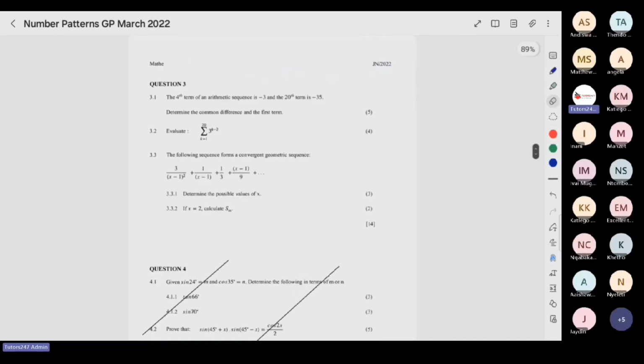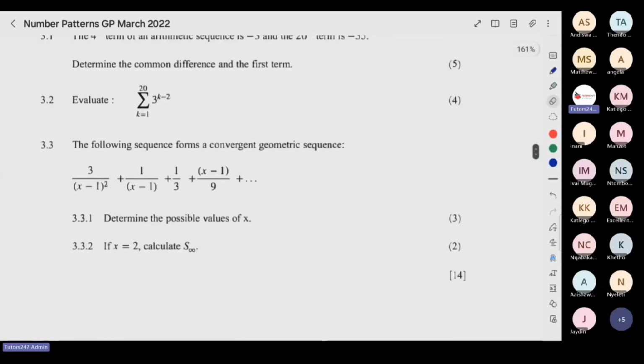Okay, so then let us move on. So question 3.3. Are we doing 3.3.1 or skipping? Okay. So question 3.3.1 states, the following sequence forms a convergent geometric sequence. Who can tell me what convergent means in this context? Isn't that when the value is between -1 and +1?